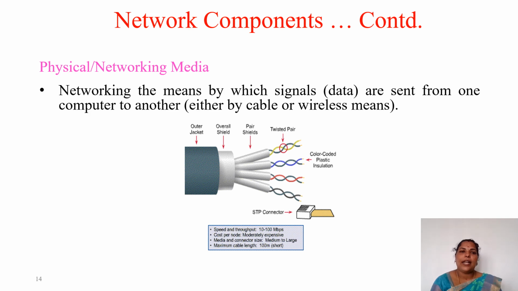The physical media is the means by which the signals or data are sent from one computer to another. Some communication link. What media is used for having the communication link? There may be twisted pair. This is one example of the twisted pair only. So how is the cable connected? Here we have the outer jacket, overall shield, then pair shields, twisted pair. Inside that we have the wire.